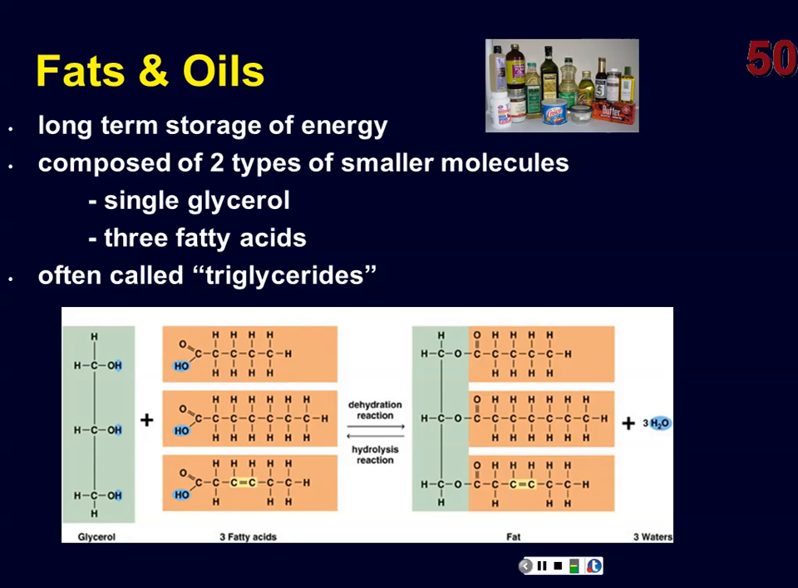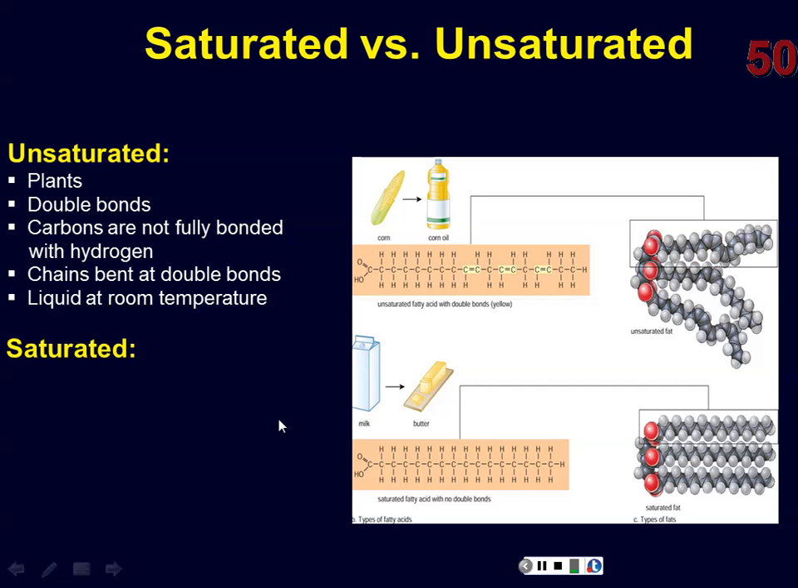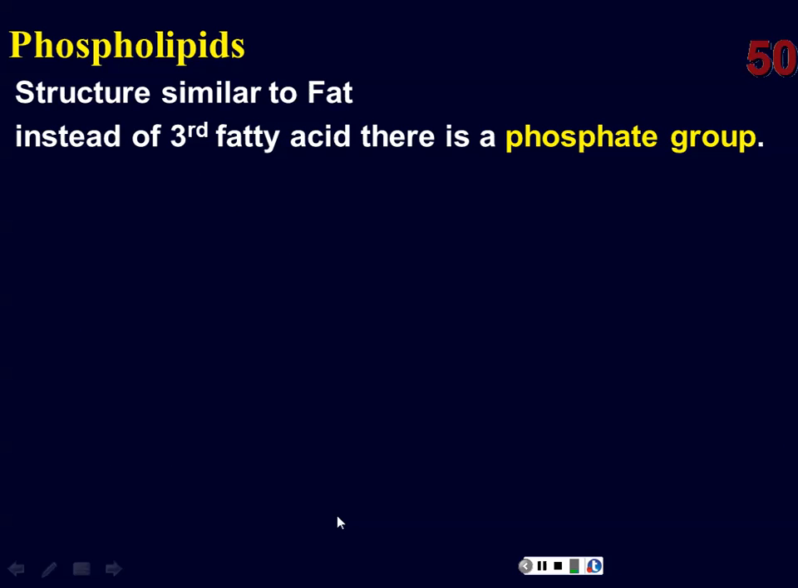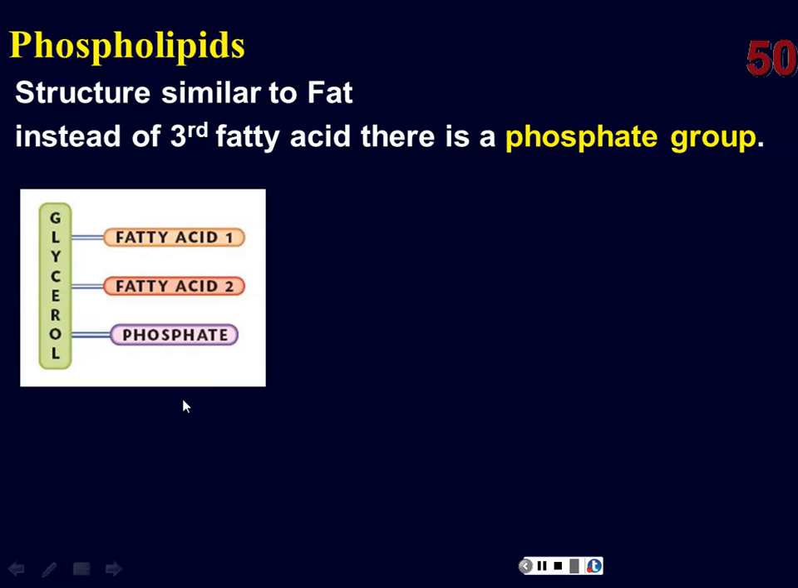We're going to move now into a group of lipids called phospholipids. And they look just like this, except this third fatty acid right there is replaced with a phosphate group. So let's take a look at that. A phospholipid has a structure similar to fat, except the third fatty acid is replaced with a phosphate group. So it looks like this. You have a glycerol, you have 2 fatty acids, and right here is a phosphate group.